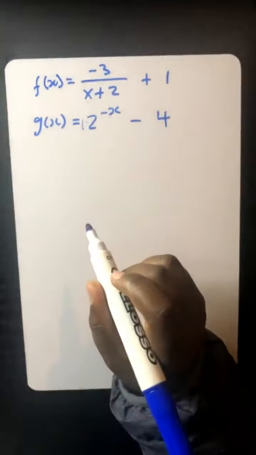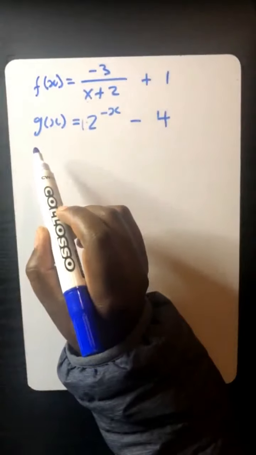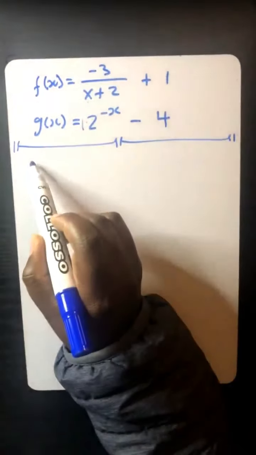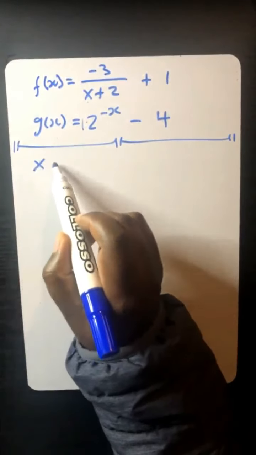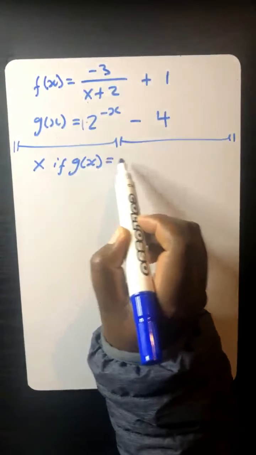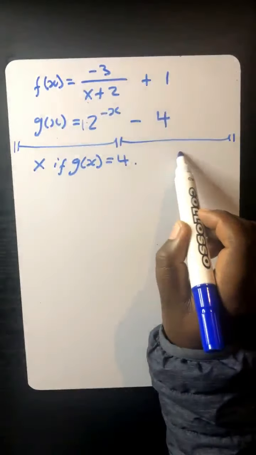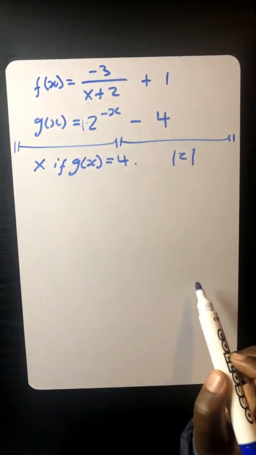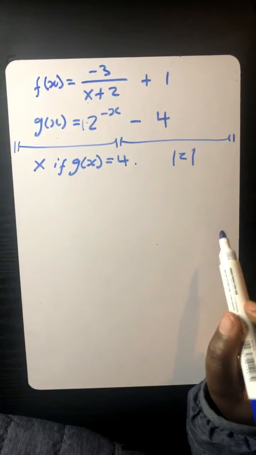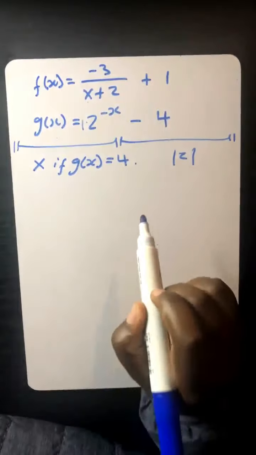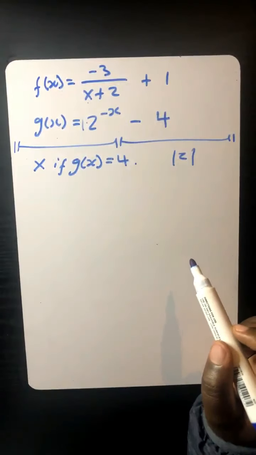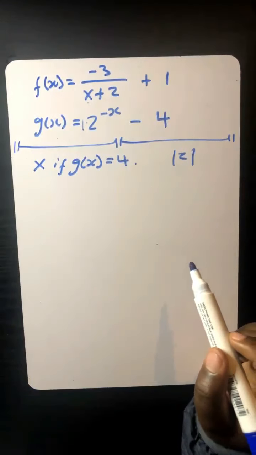So it is determine x if g of x is equal to 4. Okay, so they are saying determine x if g of x is equal to 4. And this question is allocated 2 marks. So guys, never, ever, ever get confused by this type of questions. For as long as a question is allocated 1 mark, 2 marks, or 3 marks, it's not that difficult, ladies and gentlemen. You should not be confused by that.